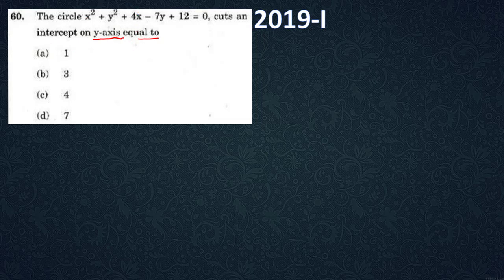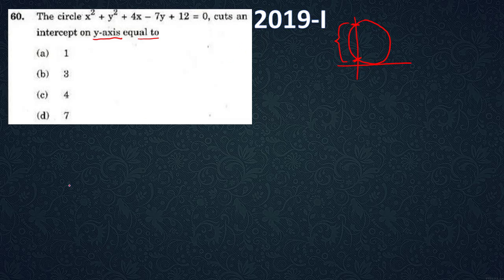Okay, so this circle is cutting the y-axis. And we have to find out the length of the intercept. So this is the case, I think. So this length we have to find out.